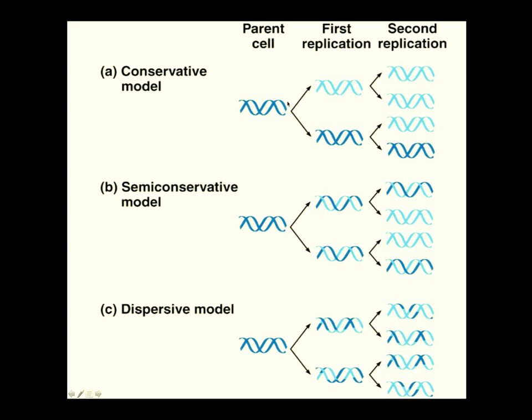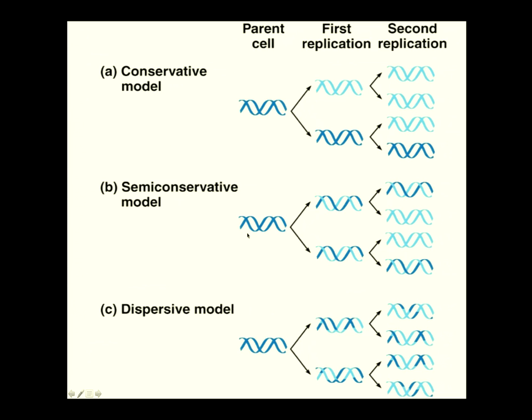For the conservative model, you will have the parent cell, and this will not denature, or it could denature and come back and form the old strand again. But you will end up with the old strand and the new strand separate, right? They're not mixed. And so this is how they will continue. After a second round of replication, you will have the old strand still present with the other strands, right?